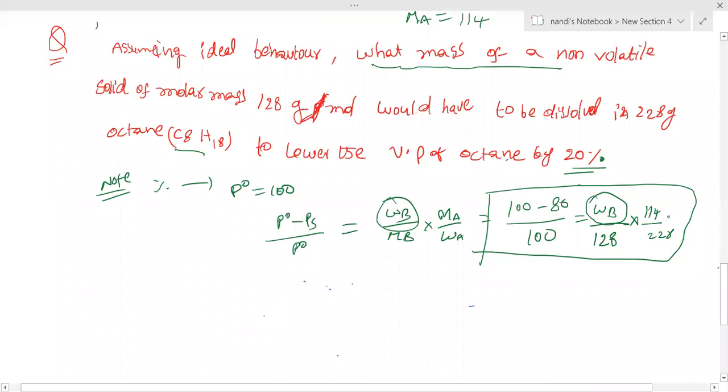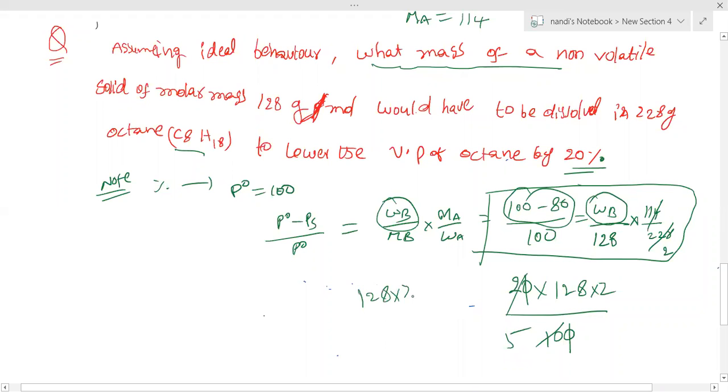Array 114 two times, I think, so you will get 228. Then this is 20, you will get 20 into 128 into 2 by 100. Multiply this, how much will you get, sir? This is 5 times. Then you get here 128 into 2 by 5. That's your answer.